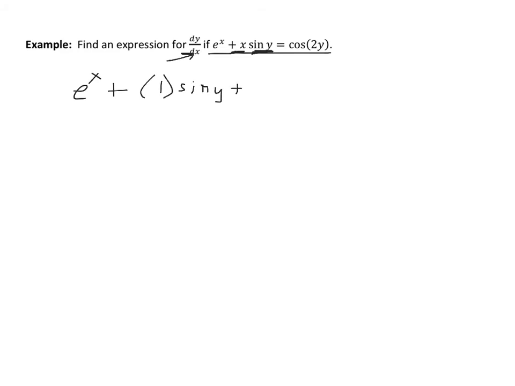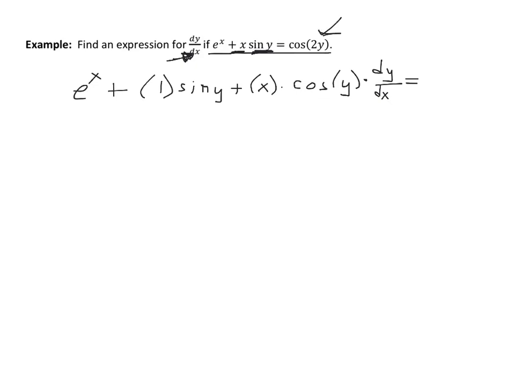Plus, now I leave the x alone, times the derivative of sine y. Well, I'm having to do the derivative of something here that's not just x, so I need to be on the lookout for a chain rule. The derivative of sine y is cosine of y, leave the inside alone, times the derivative of what was inside. Well, the derivative of y is dy/dx. Okay. Now equals, I also need to do the derivative of the right-hand side.